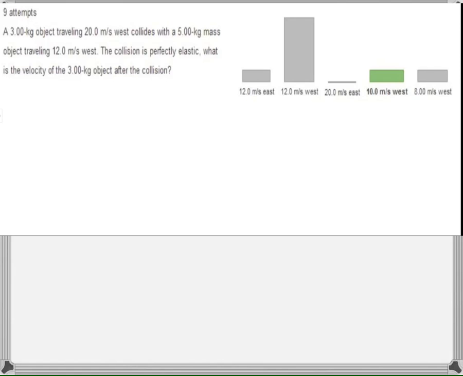Next. I don't know why this question had again only very few correct answers. The question is, a 3 kilogram object is traveling with 20 meters per second to the west, and it collides with a 5 kilogram mass. Again, it's going in the same direction with 12 meters per second. And it says that the collision is perfectly elastic. What is the velocity of the 3 kilogram object after the collision?